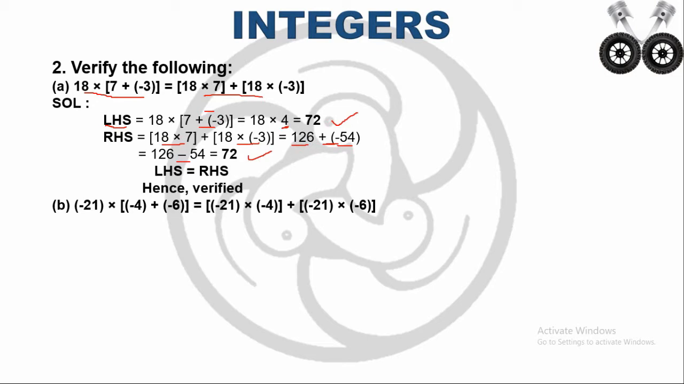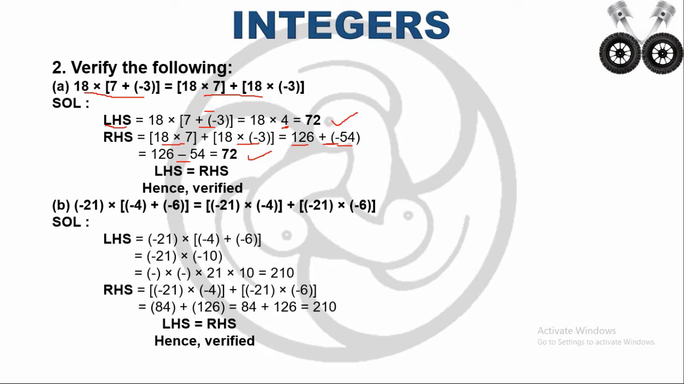So the subdivision B: minus 21 into (minus 4 plus minus 6) is equal to minus 21 into 4 plus minus 21 into minus 6. So very first we will prove the LHS. Anything inside the bracket should be executed first. So minus 4 plus minus 6 should be executed first. Here two operators are nearer together, that is plus into minus. We will get the answer as a negative sign. So if there are two different signs, then I have to put the negative sign.